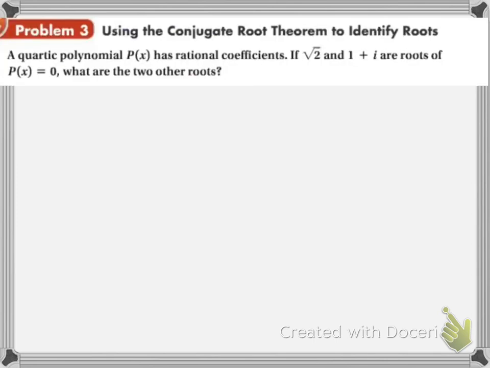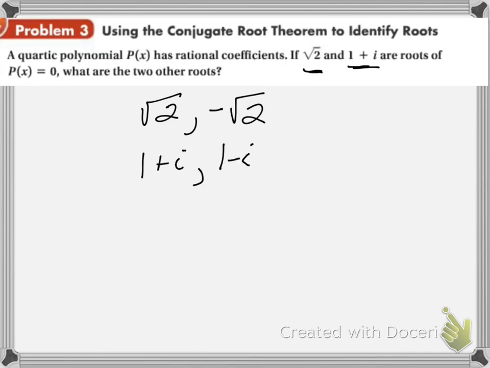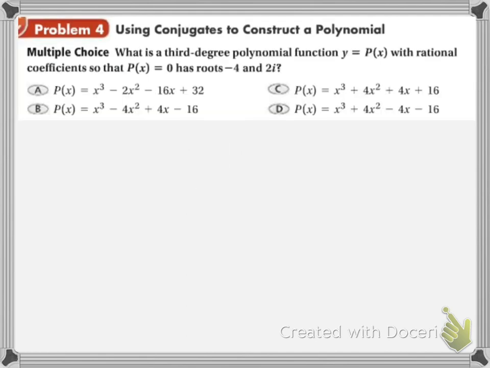So a quartic polynomial has rational coefficients, radical 2 and 1 plus i are roots of that. What are the other two roots? Okay, so it's pretty simple. Again, what's the opposite of radical 2? Well, radical 2 has to have the conjugate, which is negative radical 2. And then 1 plus i has to have the conjugate of 1 minus i. Those are done.